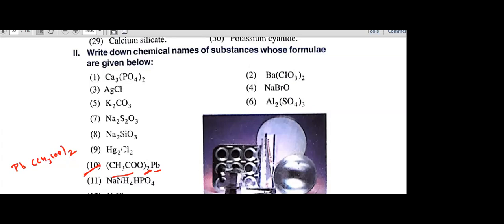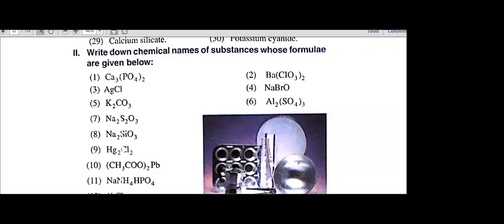Okay. Chalo. Akash, tell me what is the 11th one? Sodium ammonium hydrogen phosphate. Very good. So here, how many cations are used? Here, how many cations do we have? Two cations, right? So we write the names of both cations first: sodium, ammonium, then hydrogen phosphate.